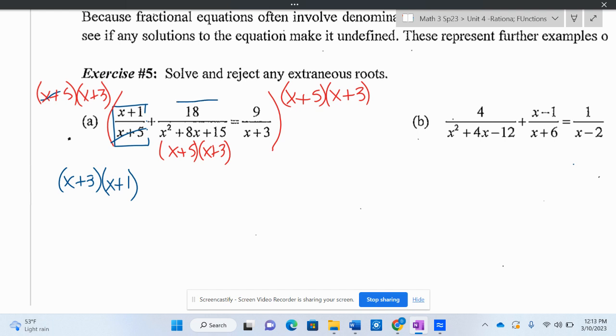Let's look at this next quotient. What do I have in the numerator and in the denominator that I can cancel out? Can I just cancel everything out? Yeah, so do you guys see that this crosses out and this crosses out? So I'm just left with plus 18 equals, now let's go over to the other side and cross off the x plus 3, that leaves me with 9 times x plus 5.